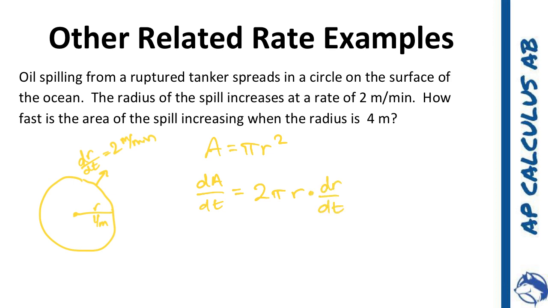And they give us dr/dt. So dr/dt is 2 meters per minute. And then we know what r is. It's 4. So I'm using those two pieces to find dA/dt. So I plug it in.